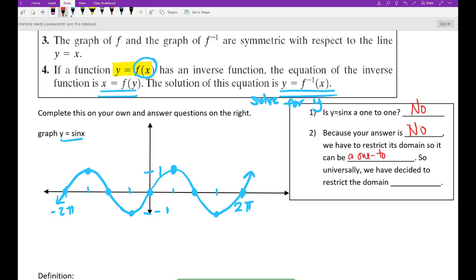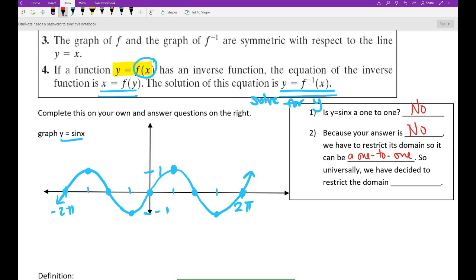A one-to-one. Why is it important for us to have a one-to-one function to start before we find its inverse? What's the logic behind that? Why does f of x have to be one-to-one first? Because if it's not one-to-one, its inverse is not a function. Yeah, so let's just take something simple. Is this a one-to-one?